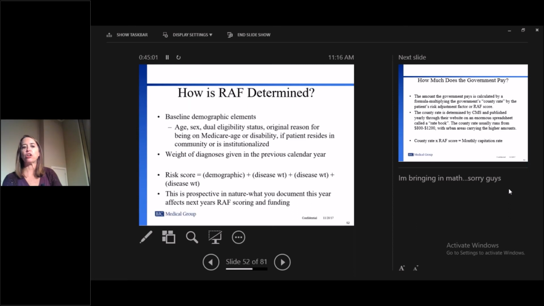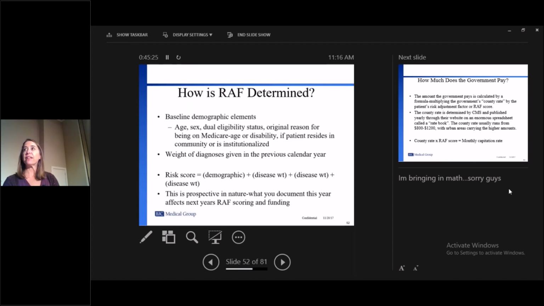So the RAF is determined by a baseline demographic element. This looks at the patient's age, sex, are they dual eligible? Are they Medicare, Medicaid? When did they go on Medicare? Was it for age or for disability? And if the patient resides in the community or if they're institutionalized. So Medicare does that part. You don't have to do any of that. They automatically give a score for that.